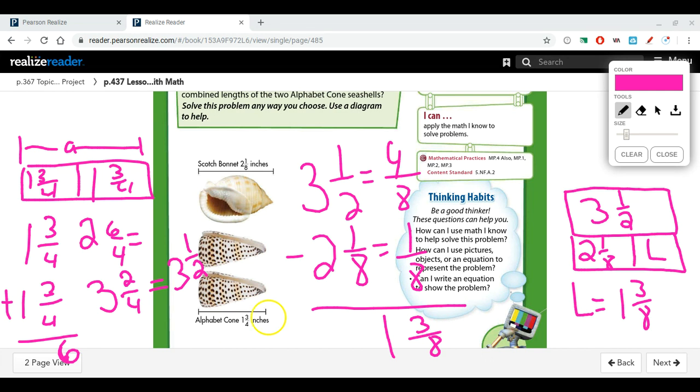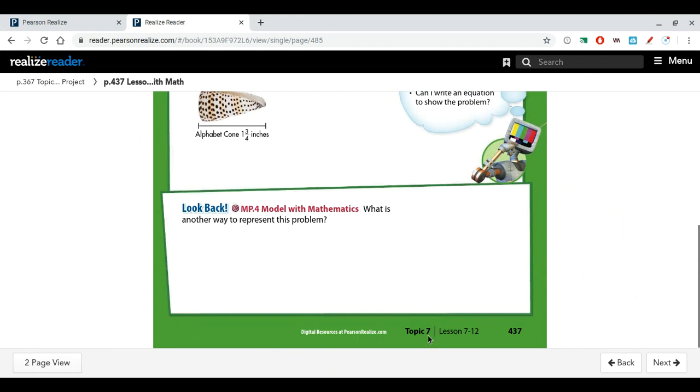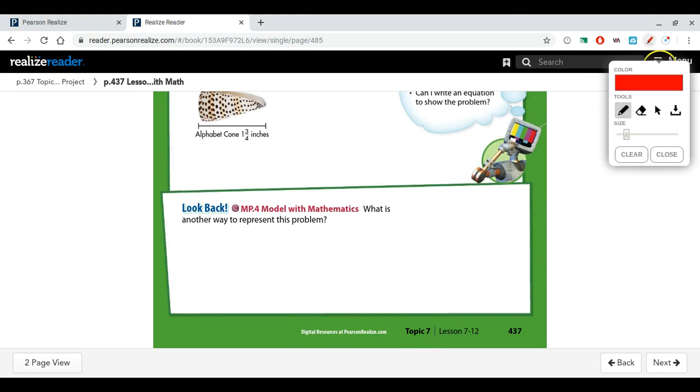Okay. So another way, it says, what is another way to represent this problem? So if I take it out of the diagram and I turn it into one large problem, what I'm looking for is my length. So I'm just going to say length is equal to 1 3/4, the length of one of my alphabet cones, plus 1 3/4. And then I'm going to take those and subtract from there 2 1/8.